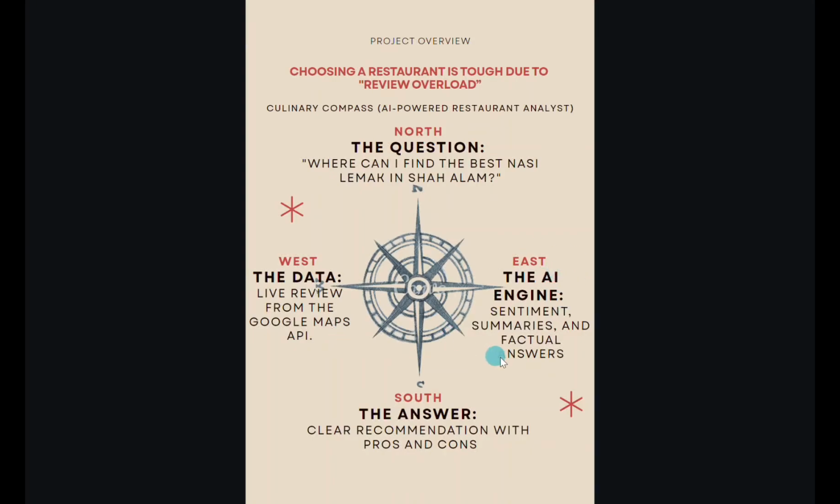This is the core of the project. Using LangChain, the AI analyzes every review in 3 powerful ways. First, sentiment analysis to understand the tone of the review. Second, structured summarization to create a simple list of strengths and weaknesses. And third, retrieval augmented generation or RAG to answer your specific questions based only on facts found in the reviews. So instead of reading all the reviews, you get a clean, simple summary with clear pros and cons.